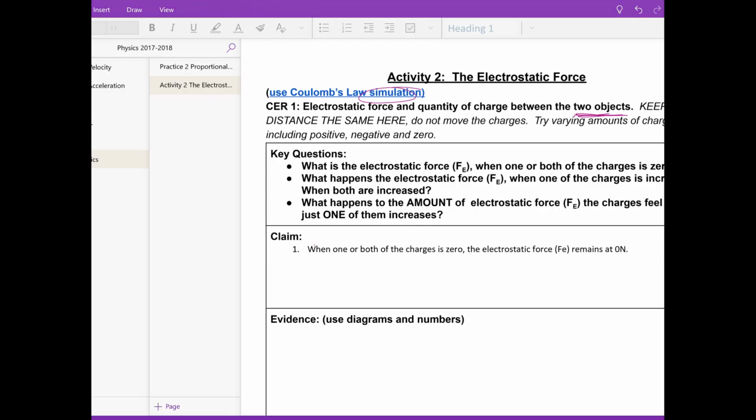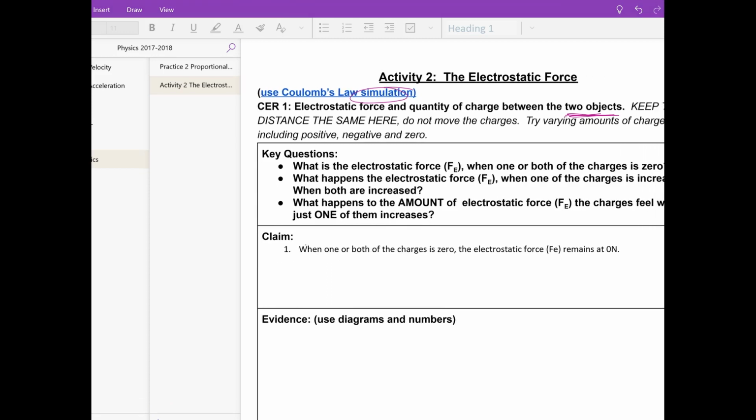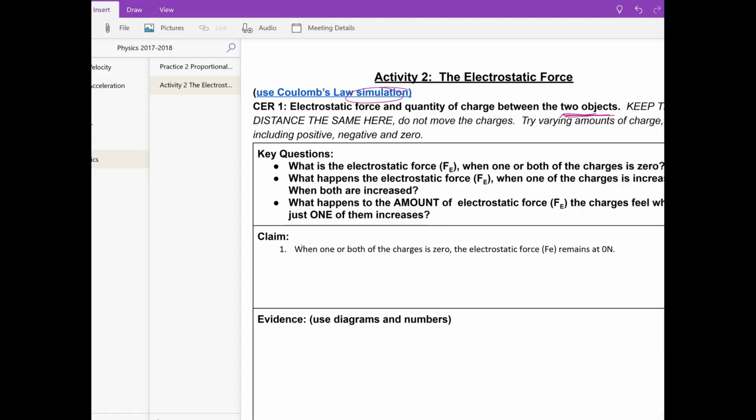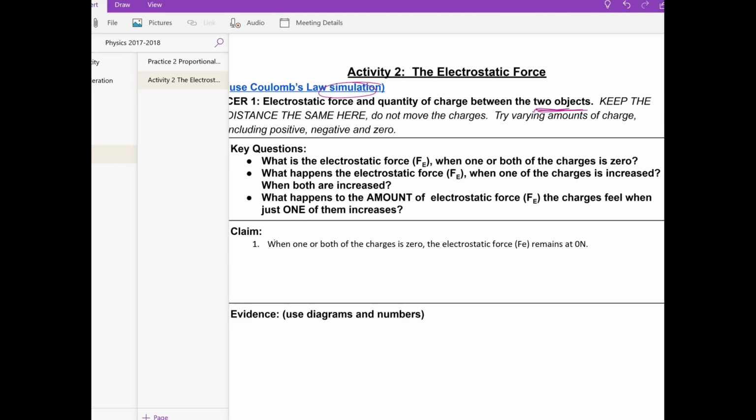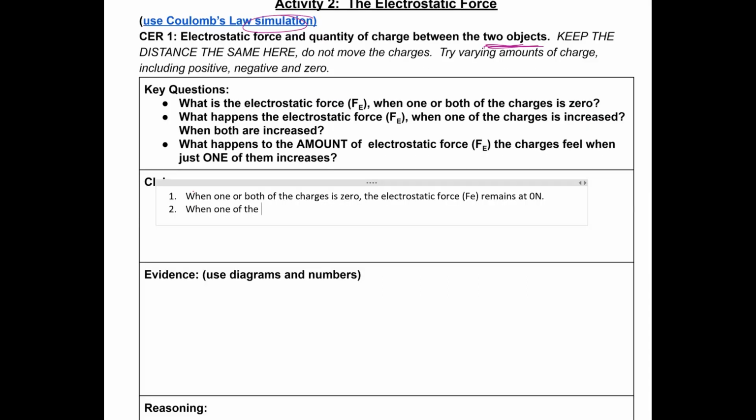So we're going to go ahead and answer the second bullet point. All right, so when one of the charges is increased, the electrostatic force also increased. When both of the charges were increased, let's take a look and see what happened.